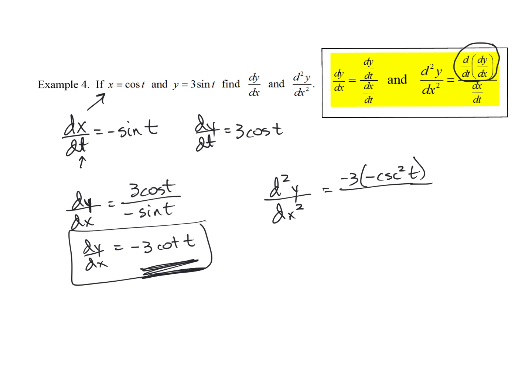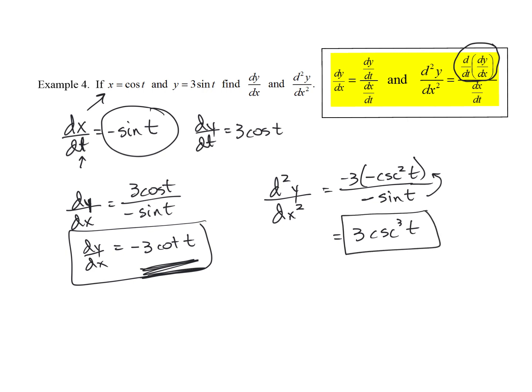Anyway. Okay, and then we have to divide it by dx/dt, which was this guy up here. You've already got that part done, so you just plug it in again. Isn't cosecant 1 over sine, or sine is 1 over cosecant? So I can get this sine up onto the top by changing it to 1 over cosecant and inverting it, and it ends up being 3 cosecant cubed of t. Okay, there's our second derivative.